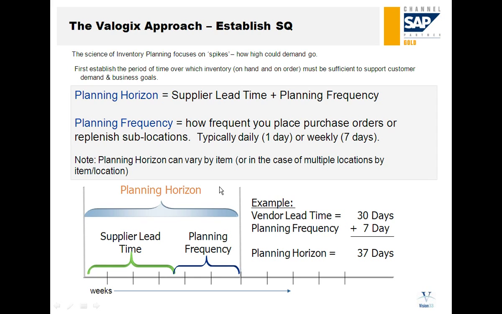Those layers that we talked about within the software, right? And you're doing all of this today. These are things you're doing today that we can automate. Establishing that stocking quantity takes three things from you.